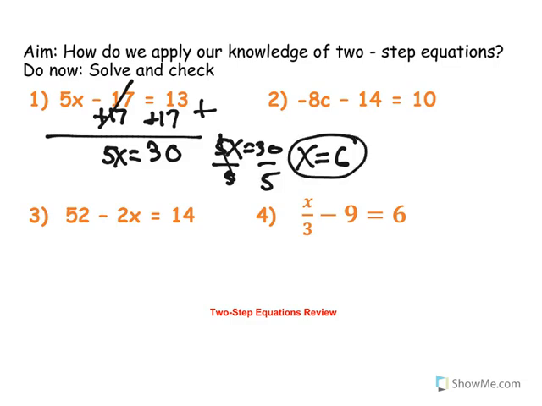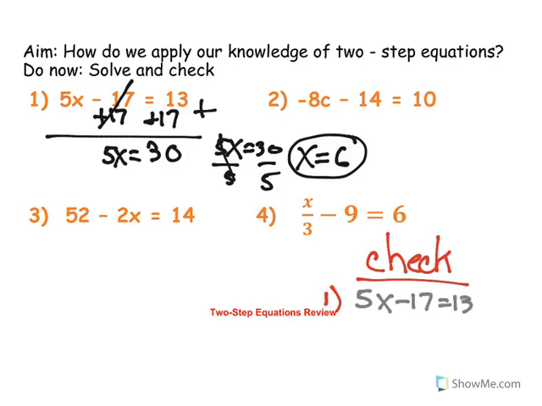So let's talk about our check. I'm not going to check all of them, because I want to give you some time for your work. But let's talk about the 3 steps for our check. Step 1 is to rewrite the original equation, which is 5x minus 17 equals 13. Step 2 is to substitute using parentheses. We think x is equal to positive 6, so using parentheses, I'm going to replace x with 6.